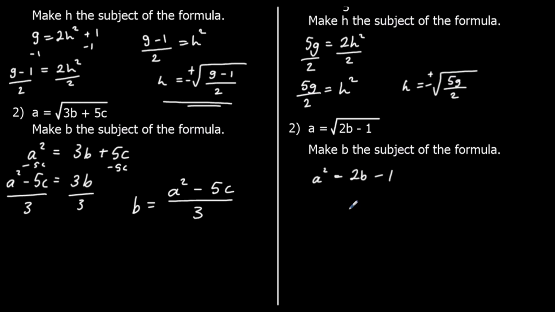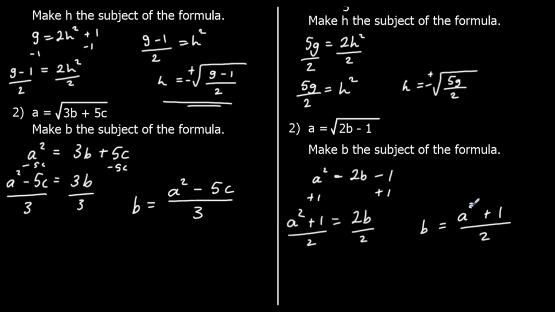We want b by itself, so that's plus 1 to get rid of a minus 1, by plussing 1 to both sides. So a squared plus 1 equals 2b. And to get rid of a times by 2, we divide by 2. So divide both sides by 2, and we get b equals a squared plus 1 all over 2.